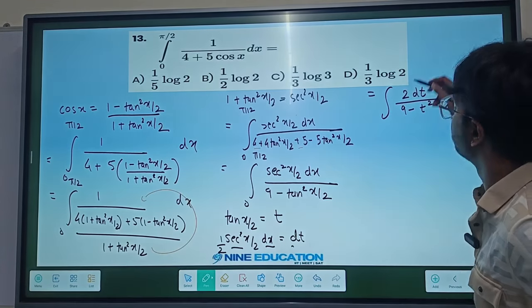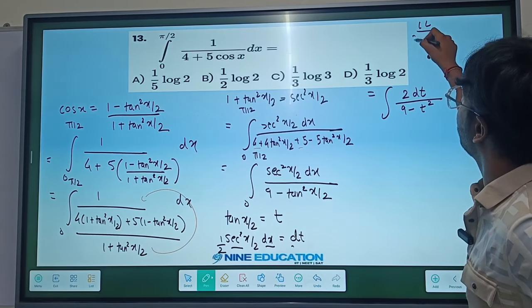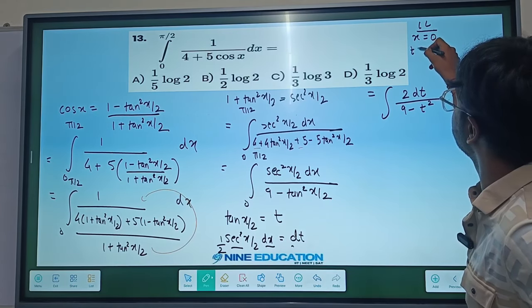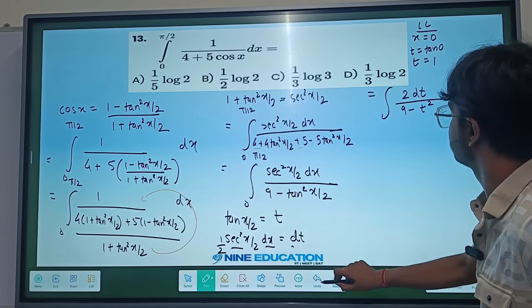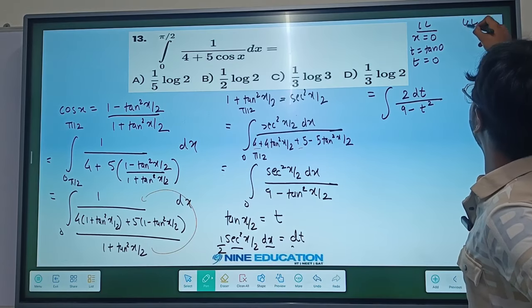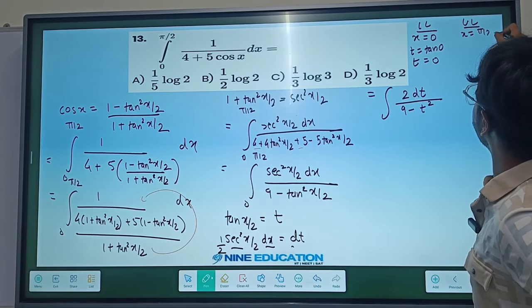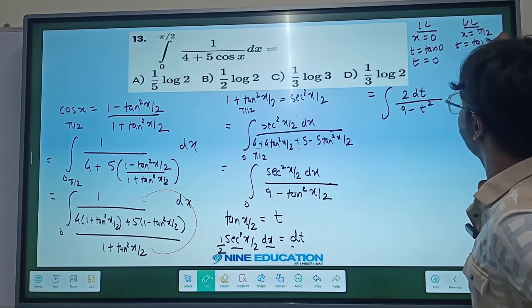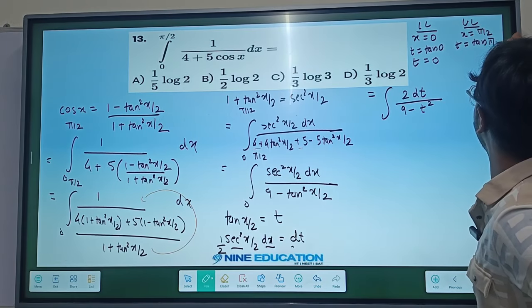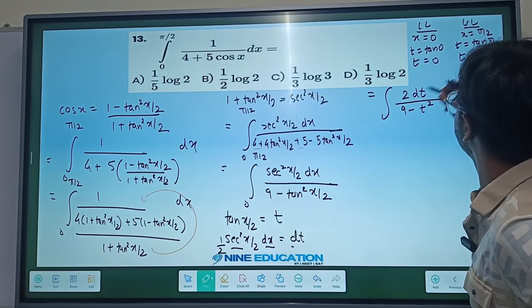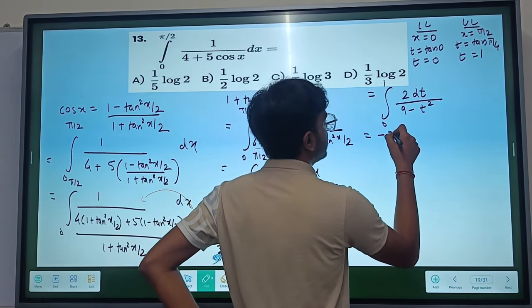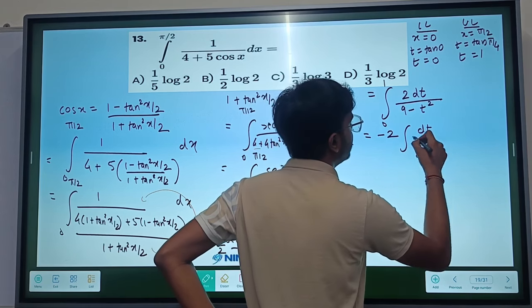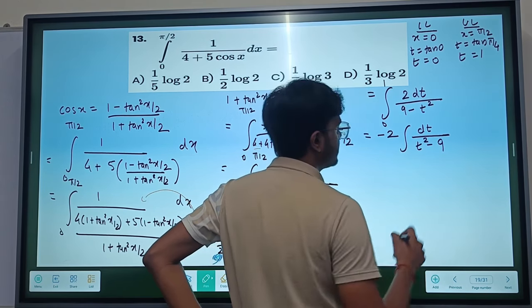Now let's talk about limits. Lower limit of x was 0, so t is tan 0, which is 0. Upper limit of x was pi by 2, so t is tan of x by 2, that is tan of pi by 2 by 2, tan pi by 4. So t is 1. So 0 to 1. I can write it as minus 2 integration dt divided by t square minus 9.